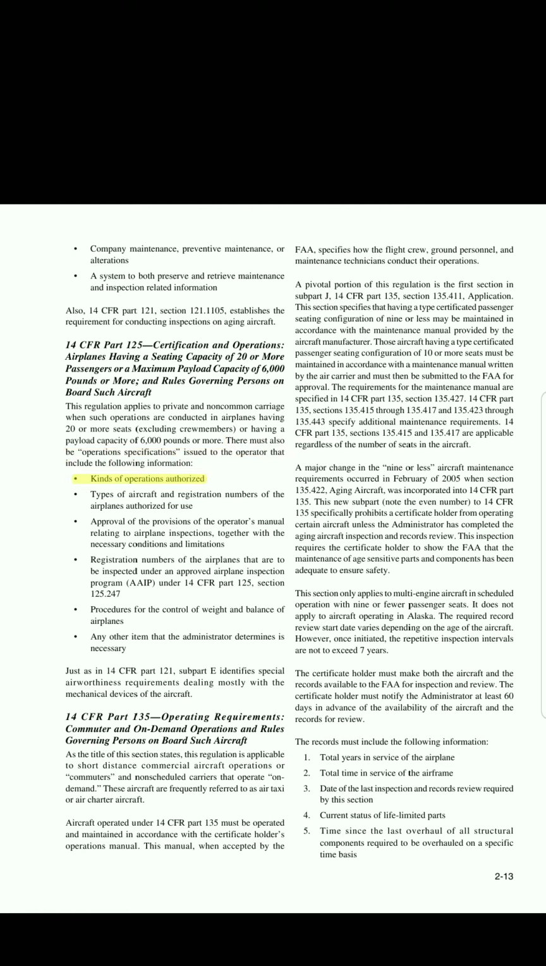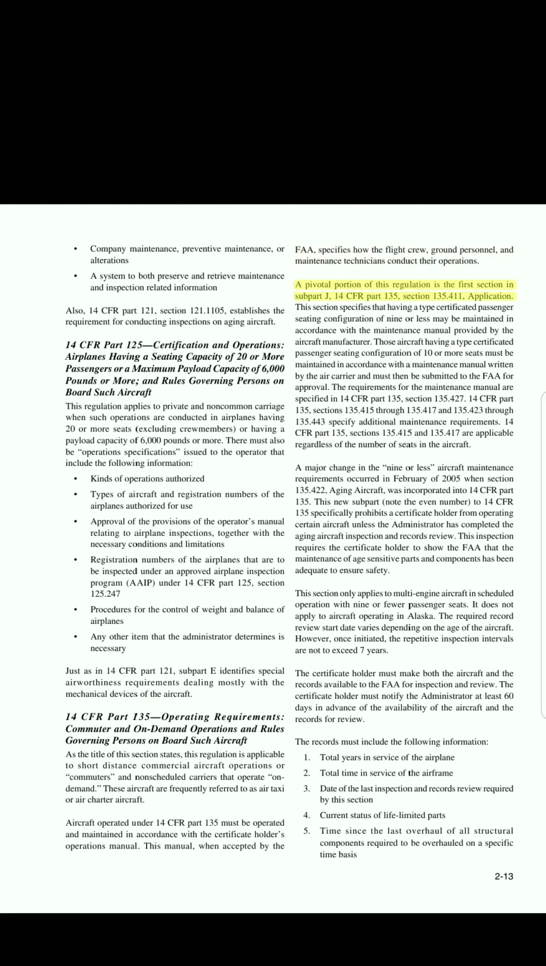Kinds of operations authorized. Types of aircraft and registration numbers of the airplanes authorized for use. Approval of the provisions of the operator's manual relating to airplane inspections, together with necessary conditions and limitations. Registration numbers of the airplanes that are to be inspected under an approved airplane inspection program are under 14 CFR Part 125, Section 125.247. The FAR specifies how the flight crew, ground personnel, and maintenance technicians conduct their operations.